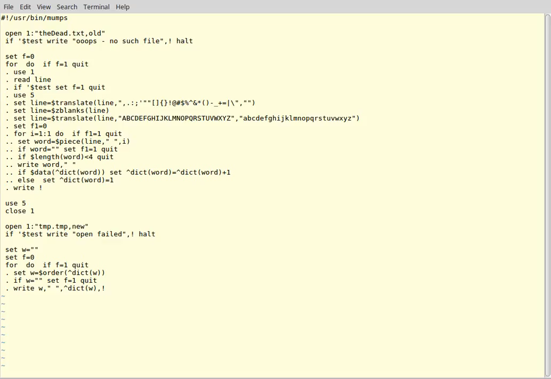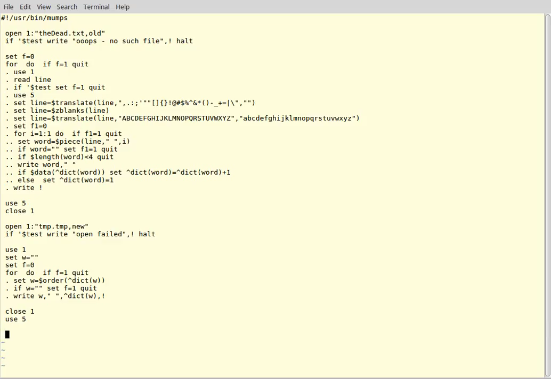Now, instead of writing to the screen, which we were doing, we will now switch to unit number 1. So all of this output is now going to a file. It's not going to the screen, it's going to the file. At the end of the loop, I'll close unit number 1. I'll switch back to unit number 5. And now I want to sort it.